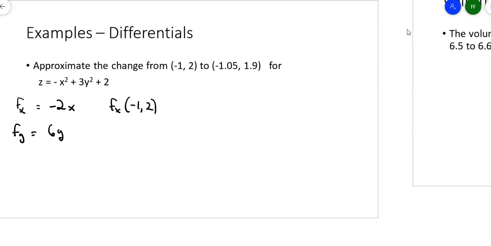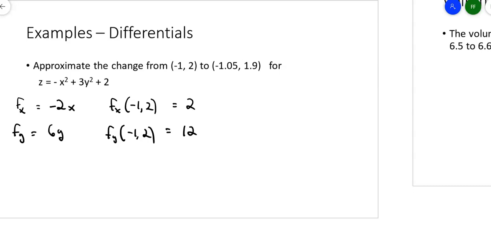Right. What happens when I put a negative 1 in for x? Negative 2 times negative 1 is 2. Partial with respect to y at negative 1, 2 is going to be 12. Now, what else do I know? I was given some other information in the problem.